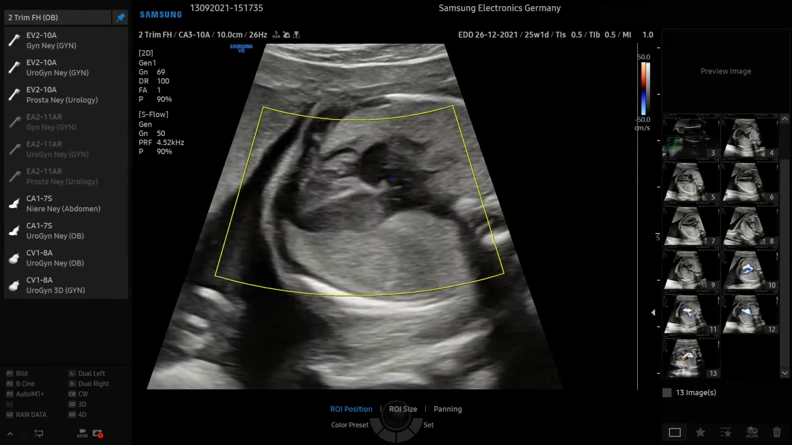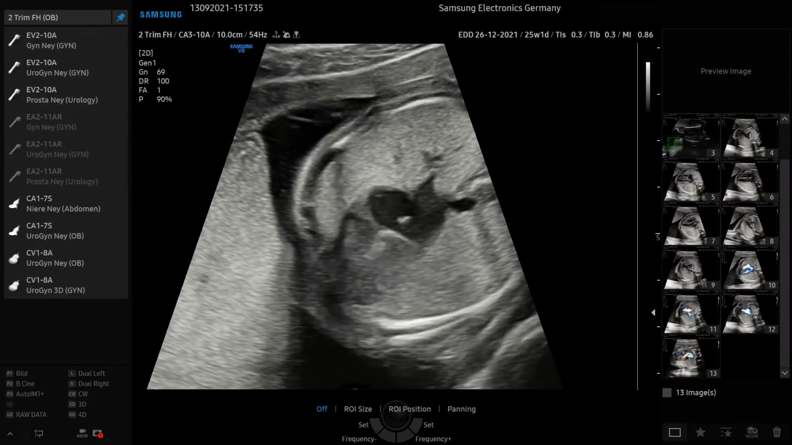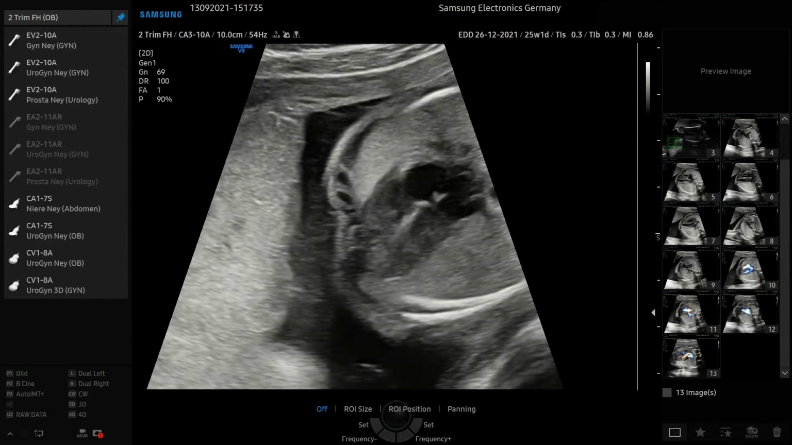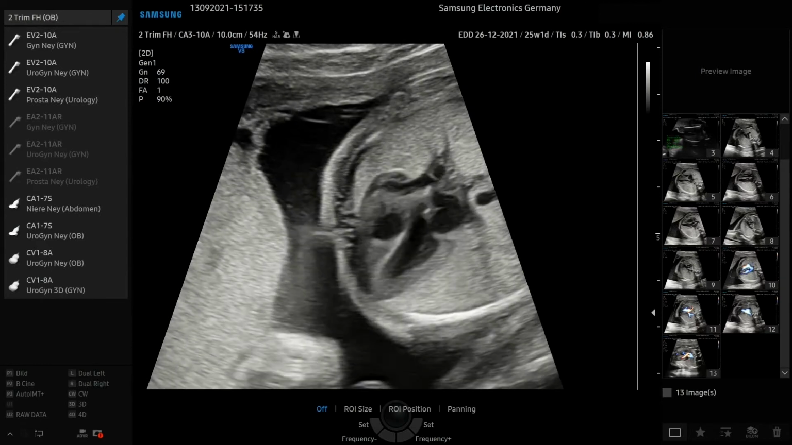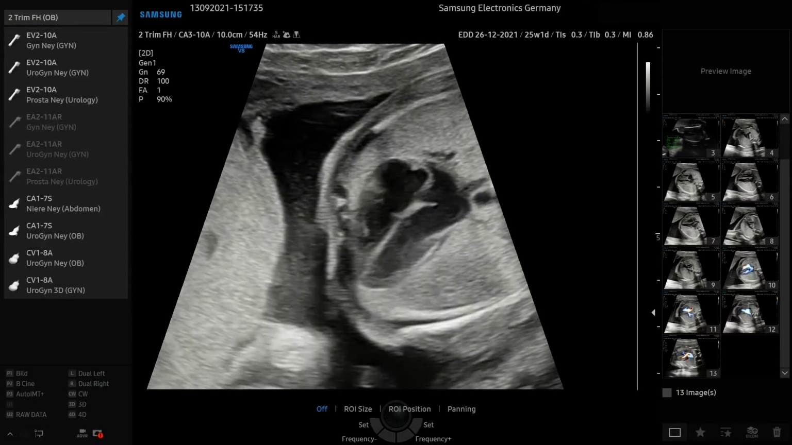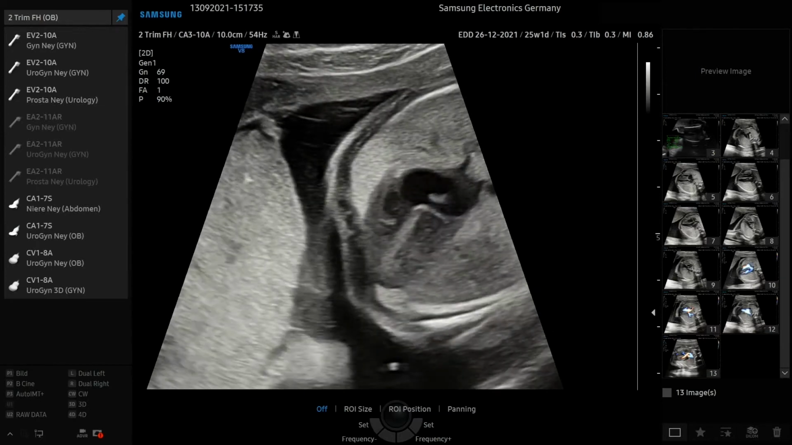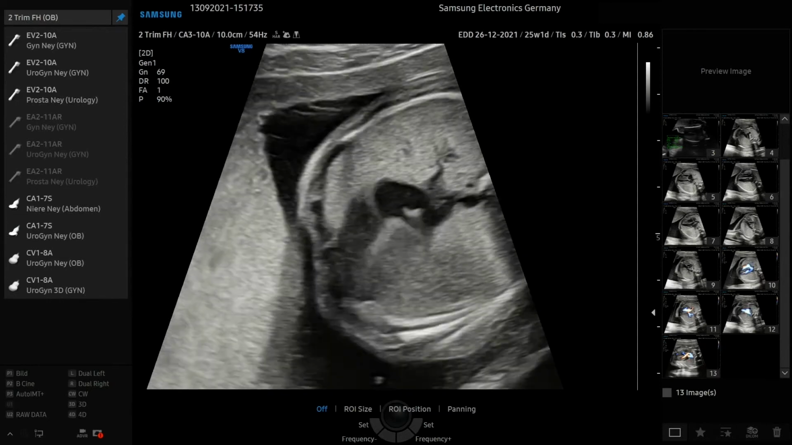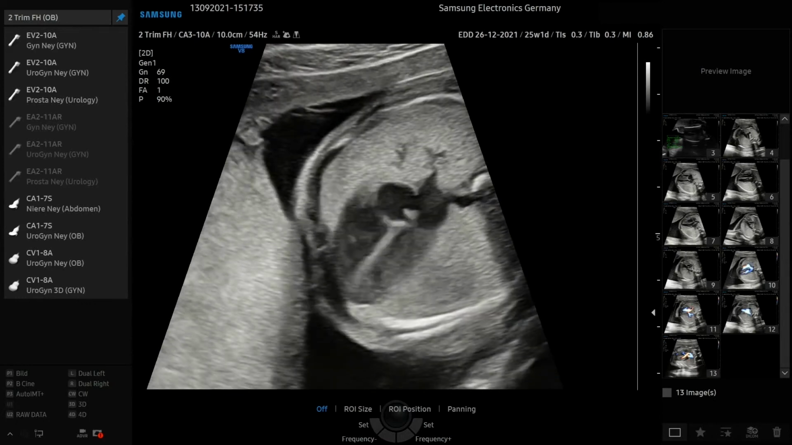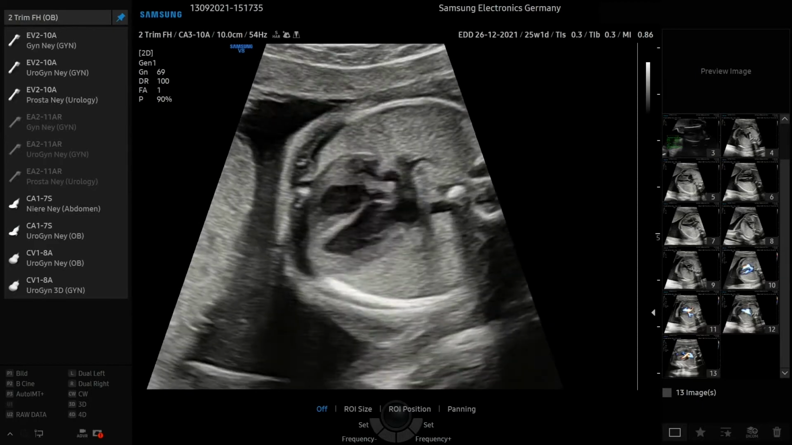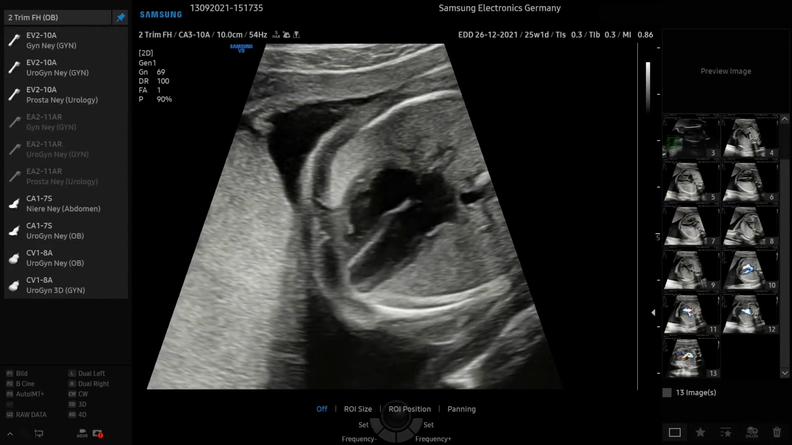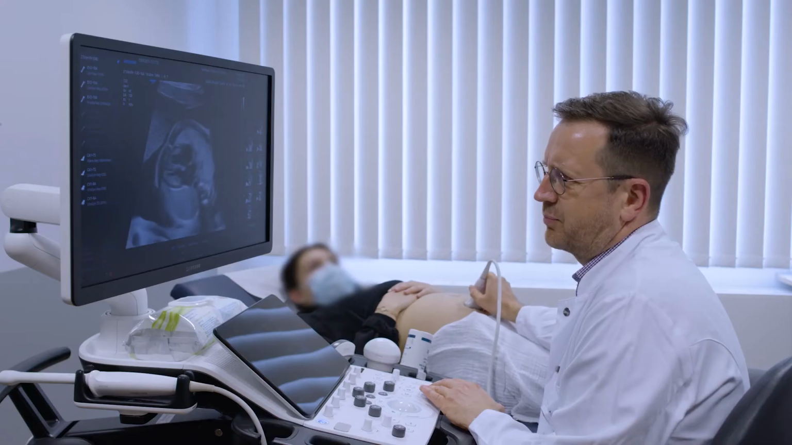Let me just switch off the color to show you how the offset of both AV valves looks like, and one can see that the offset of both valves is a little bit different, which means that the tricuspid valve inserts a little bit more towards the apex, and the mitral valve inserts a little bit towards the base of the fetal heart. This is what you have to be sure of on any occasion when you do the cardiac scan, just to make sure that both AV valves are not at the same level, and this is very important to know.